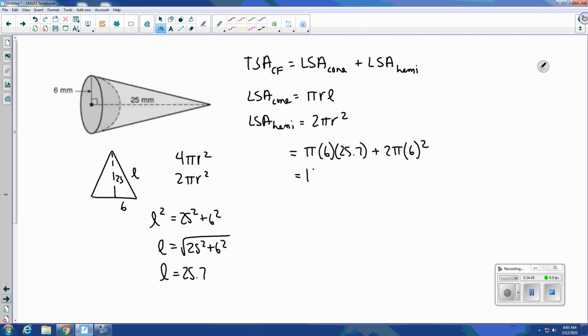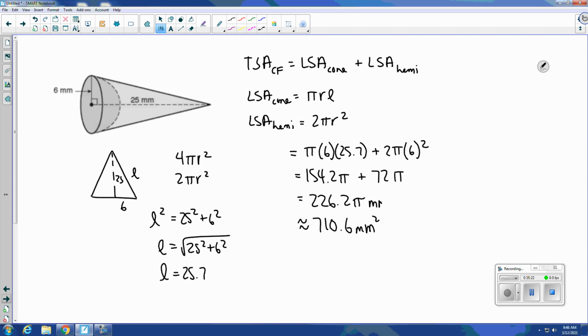$154.2 pi plus 36 times 2 is 72 pi. We can combine these. 226.2 pi, so there's your answer in terms of pi, approximated to the nearest tenth, is 710.6. And these are in millimeters squared.